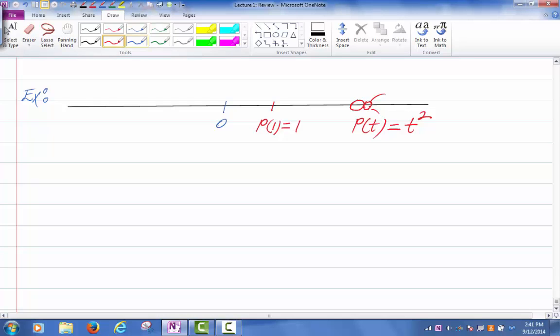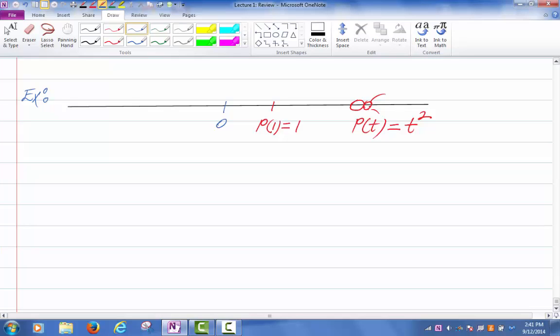And the question that we want to ask then is the following. I want to know what's the meaning of instantaneous velocity at time 1? What does it mean to say that the instantaneous velocity is something at time 1?